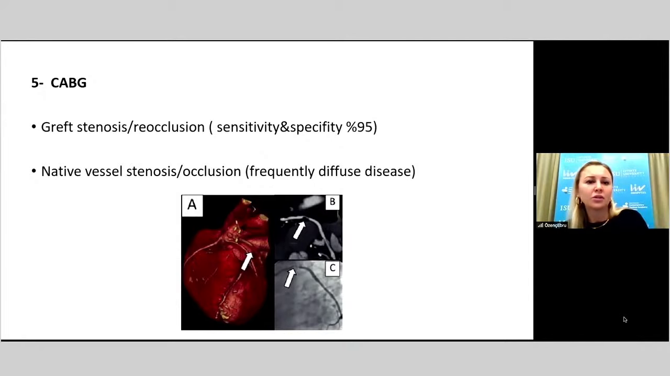For graft stenosis or reocclusion, the sensitivity and the specificity of CT angiography is 95%. But in the native vessel, stenosis or occlusion, because in coronary artery bypass patients the native arteries are frequently diffusely diseased, it's harder to evaluate the native arteries. But in the graft evaluation, coronary CT angiography has a great place to evaluate them.